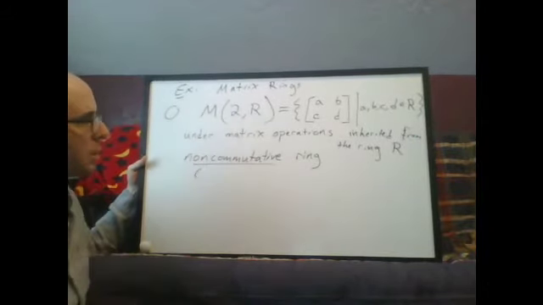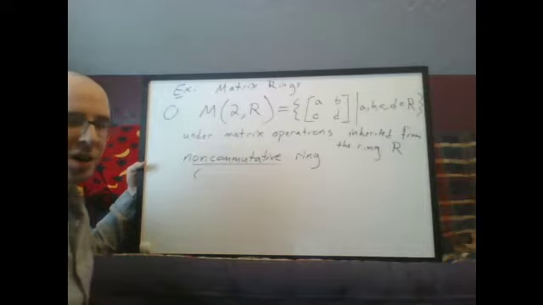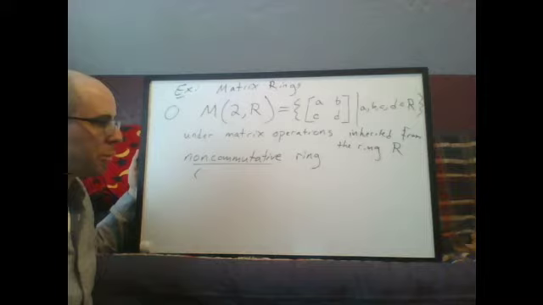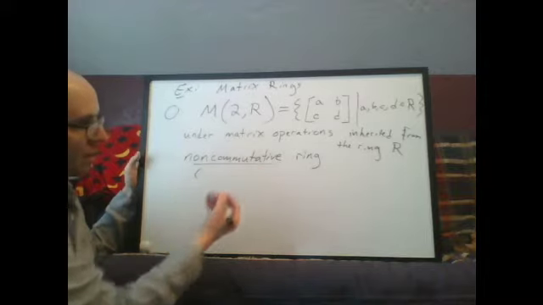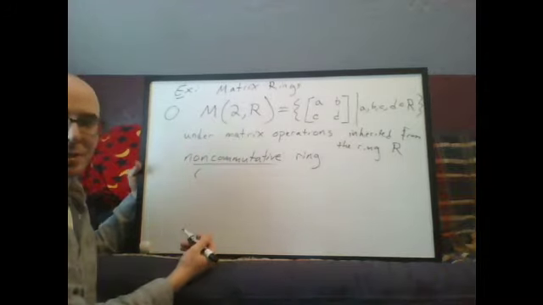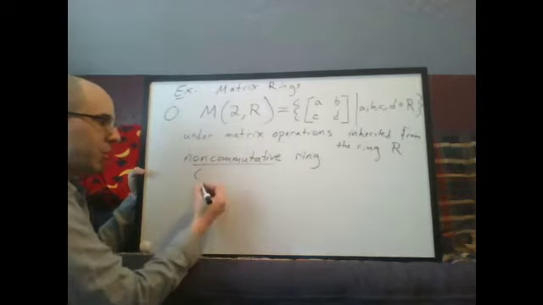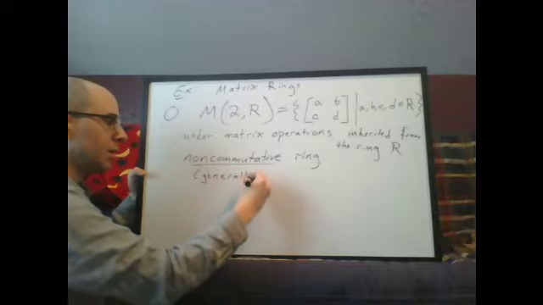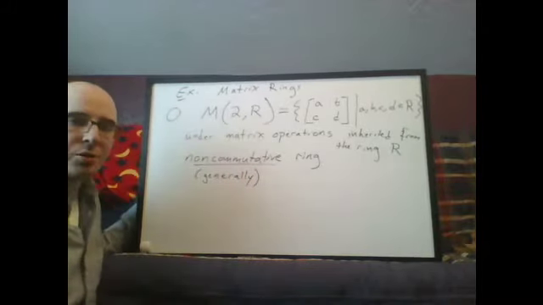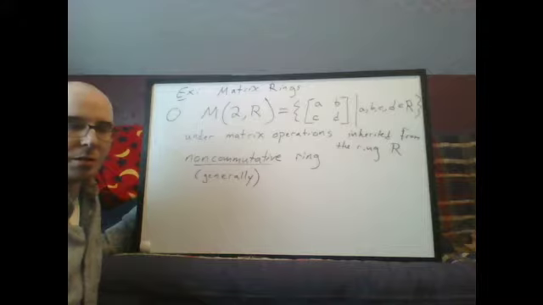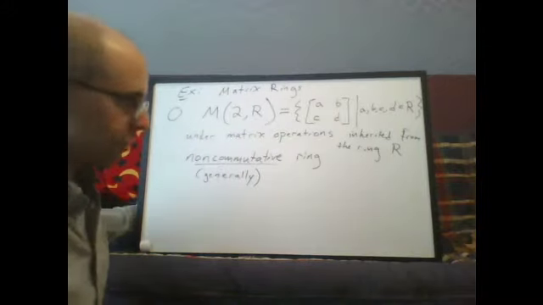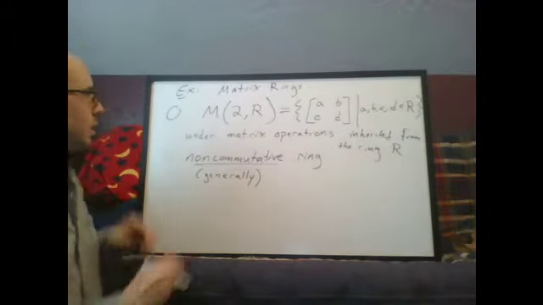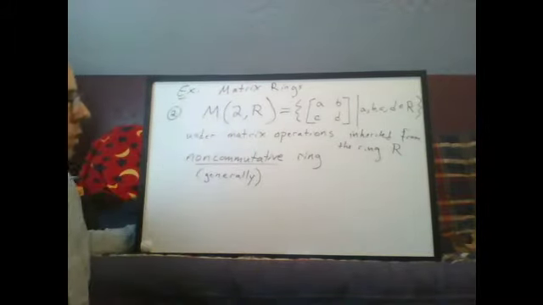I suppose you could come up with a very simple example. Like I could use the trivial ring that consists only of 0. The only element is 0. That would make this a trivial matrix ring that consists only of the 0 matrix, and that would be commutative. But generally, whenever I make a matrix ring, the result will be a non-commutative ring, except for some very simple examples that are not worth including. So we can make these examples.